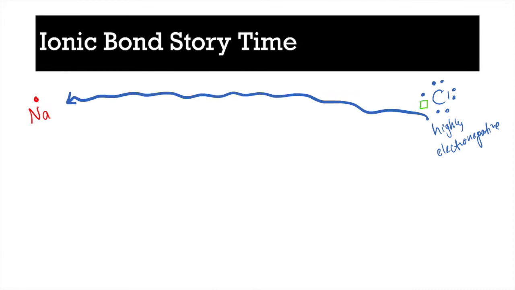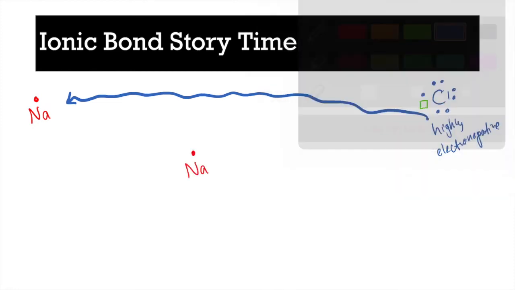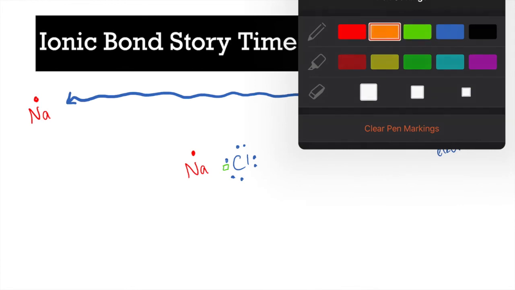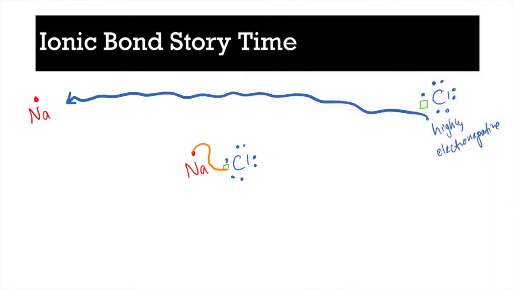So chlorine goes all the way over to sodium and literally bullies sodium into giving up its electron. Chlorine's like, hey, sodium, give me your electron. I want it. I need it more than you do. And sodium is like, oh, okay, here you go. So, sodium with its 1 valence electron and chlorine with its 7. Remember, chlorine has this empty spot. The electron that belongs to sodium is lost and is gained by chlorine.